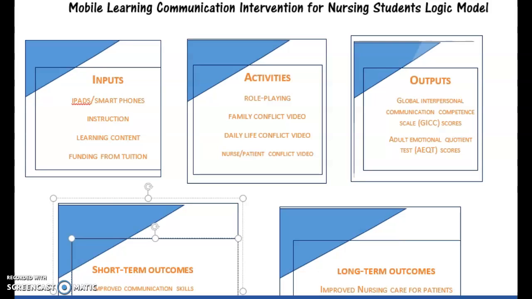Activities would be the actual role playing, and students would videotape different scenarios that they role played to resolve conflict and then turn those in. Those videos would each be scored, on the outputs, by the Global Interpersonal Communication Competence Scale and also the Adult Emotional Quotient Test scores would be used to assess. The first one is specific different areas of communication skills, and the last one is their emotional intelligence, which is also very important in nursing.